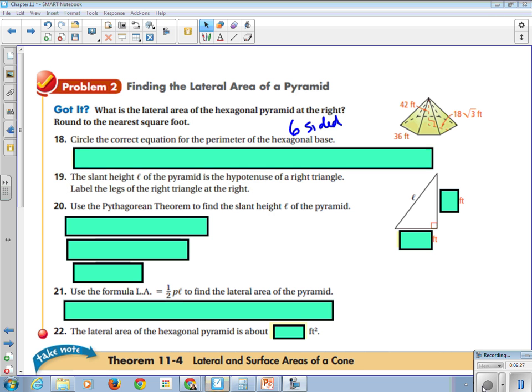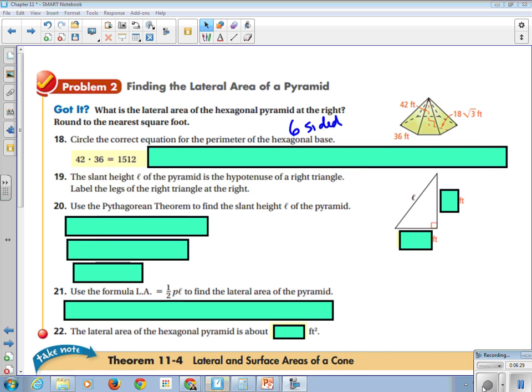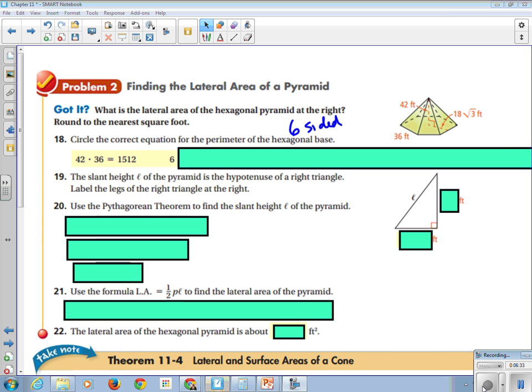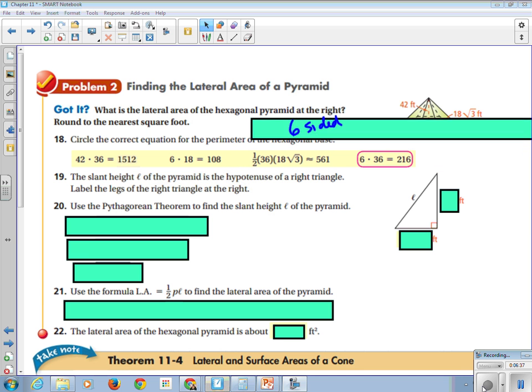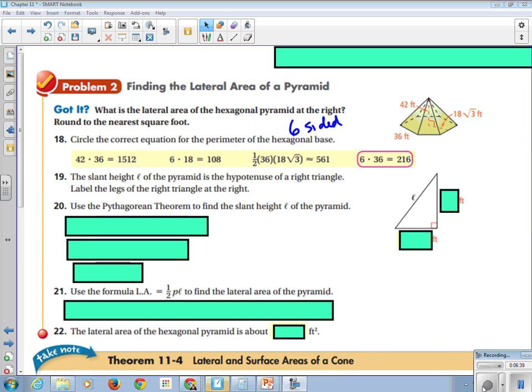A hexagonal base is not 42 times 36. It is not 6 times 18. It is not 1/2 36 times 18 root 3, approximately equal to 561. It is 6 times 36, because each little side length here is 36. There are 6 sides, so it is 6 times 36.